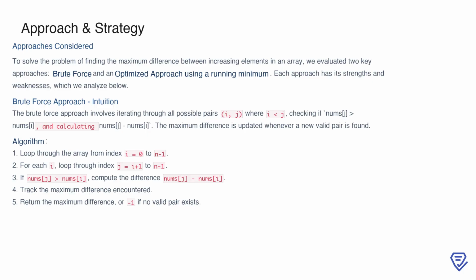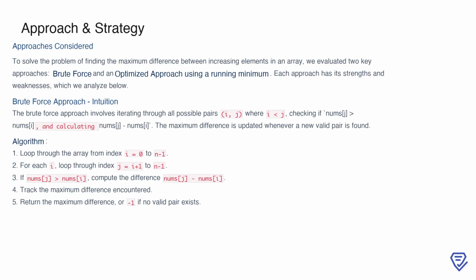approaches, the straightforward brute force method and a more refined optimized approach that uses a running minimum. The brute force method is intuitive, it systematically checks all possible pairs of elements i, j, where i comes before j. For each pair, if the second element is greater than the first, we calculate their difference and update the maximum difference if this new value is larger. The steps are simple: loop through the array, and for each starting index, check all subsequent indices to find valid differences. Finally, we return the largest difference found, or -1 if no valid pair exists.